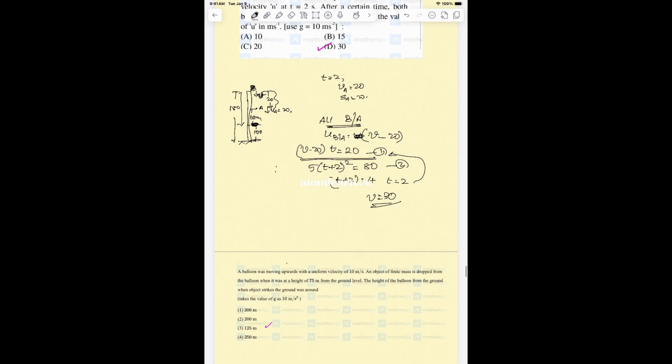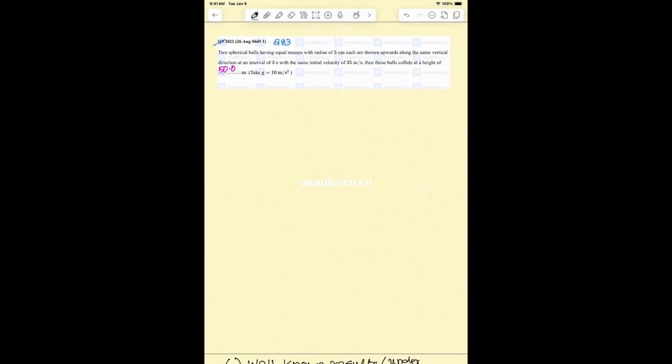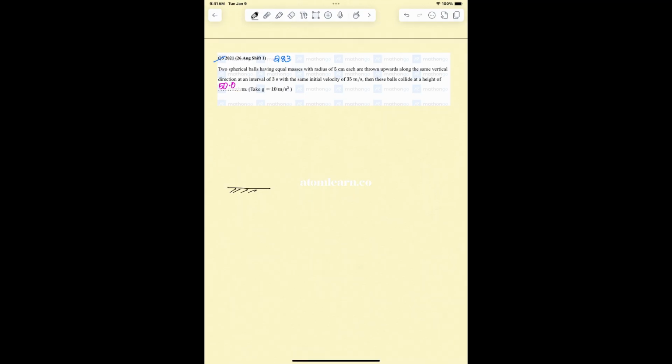Now read the next question. Two spherical balls having equal masses of radius 5 cm each are thrown upwards in the same vertical direction at an interval of 3 seconds with the same initial velocity of 35 meters per second. That means we are now having a situation like this. The first ball is thrown upwards with a velocity of 35 meters per second, and after 3 seconds the second ball is very similarly thrown.